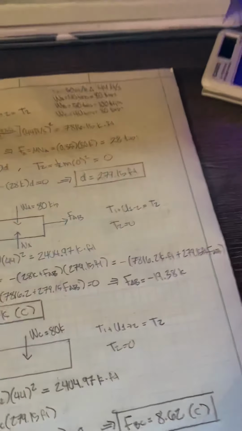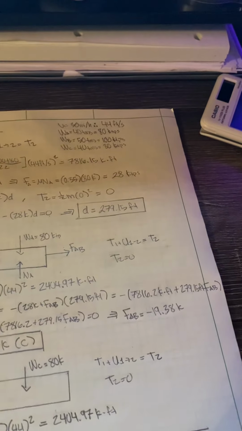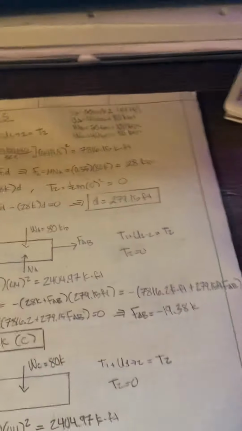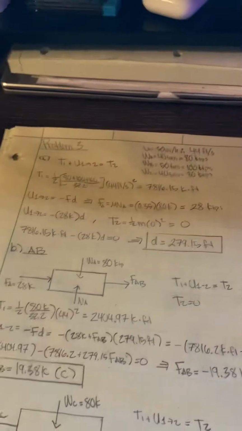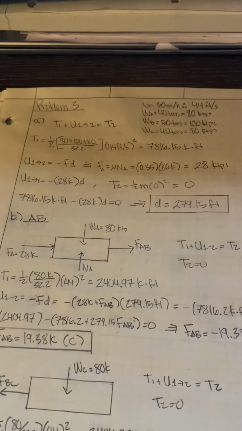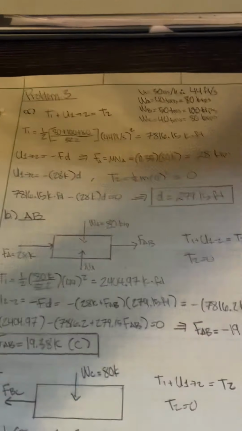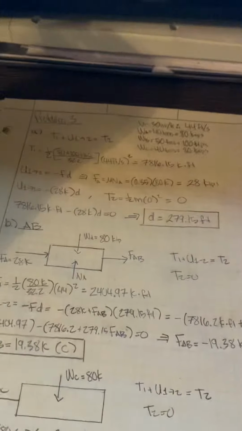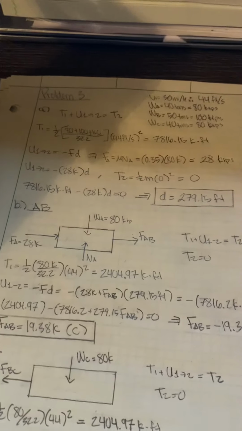All right, so problem 3. This one is about the subway train. There's three cars of the subway, and it wants us to determine the distance required to bring the train to a stop and the force in each coupling.